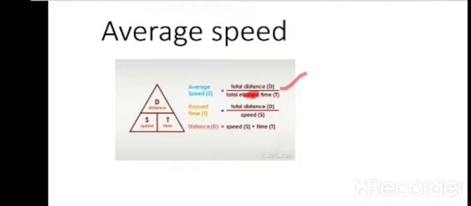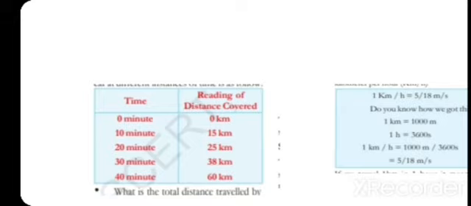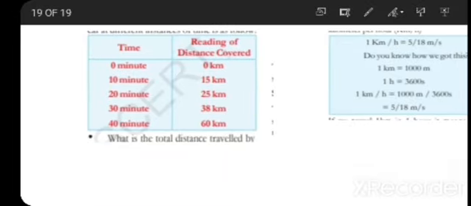Total distance traveled by total time. Why are we saying total distance by total time? Average speed is total distance by total time.